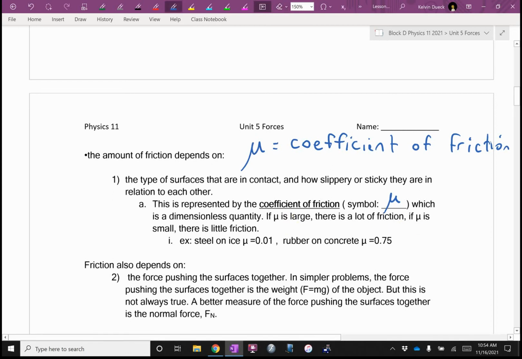If mu is big, lots of friction. If mu is small, slippery. Really, I should say if mu is big, sticky. If mu is small, slippery. Just to give you some examples, steel on ice has a mu of about 0.01, near zero, but not quite, because you will eventually come to a stop. Rubber on concrete has a mu of about 0.75. Pretty sticky. If you have a mu bigger than 1, that's glue, because you can hold your own mass and more than your own mass. You can stick to the ceiling, say.